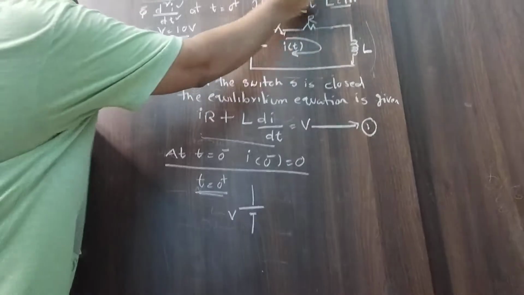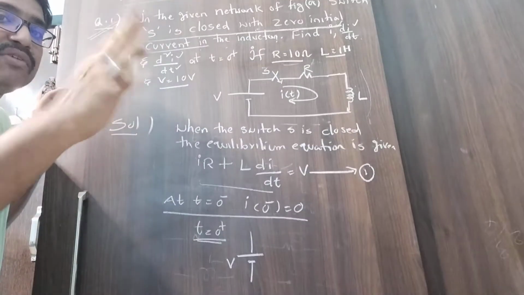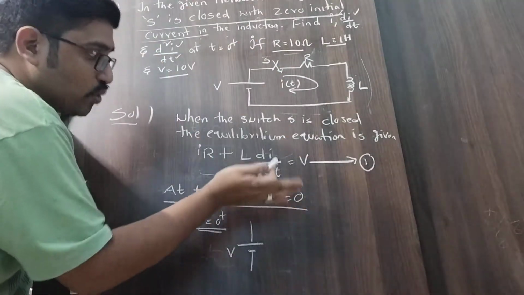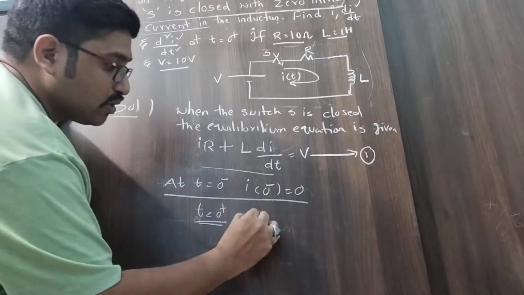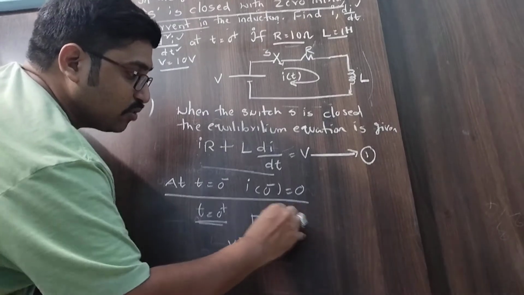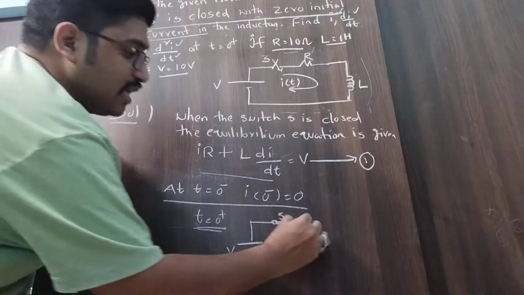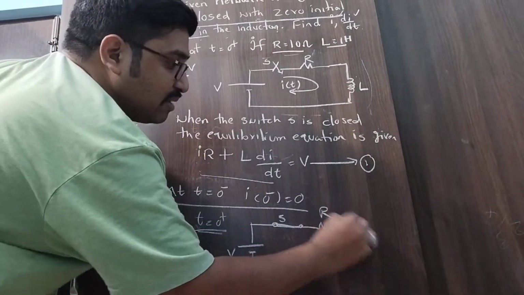It has been given zero initial current in the inductor. Previously there was no current. When switch S is closed, the equation is like this. Now t is equal to 0 plus, which means the switch has been closed, and the resistance R will be retained the same.